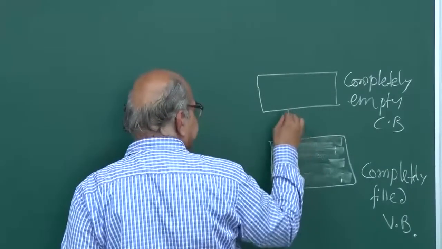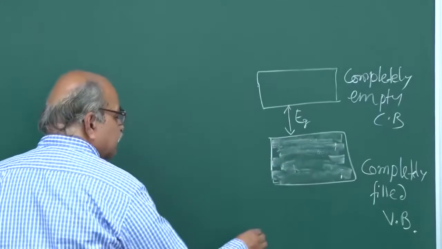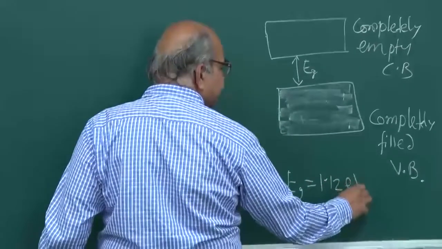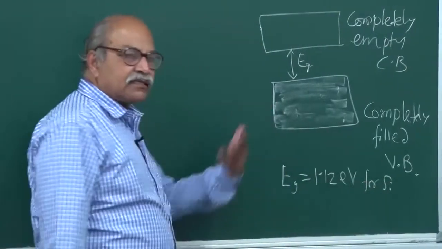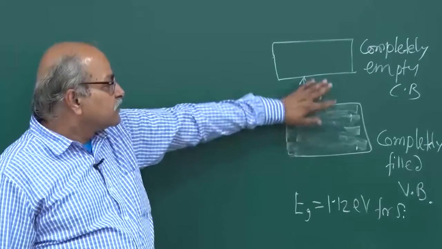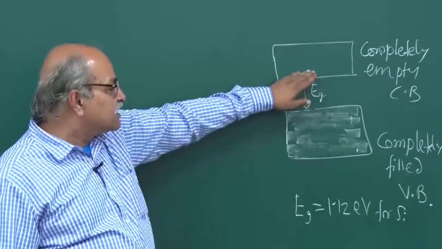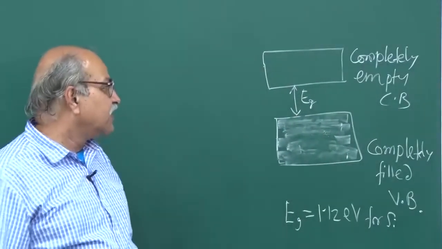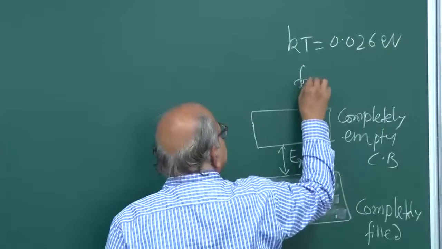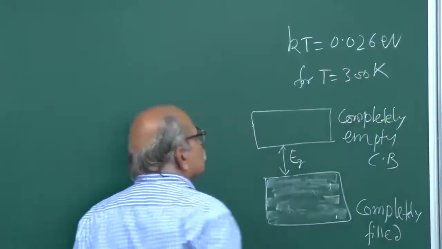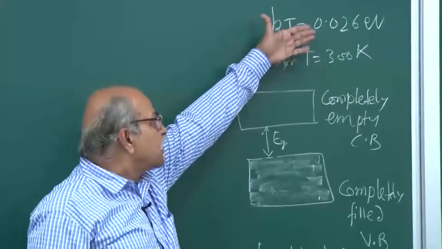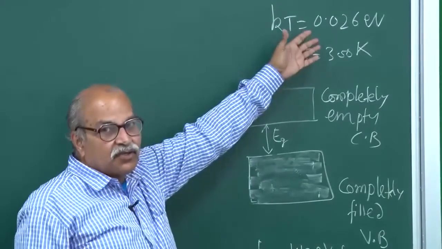With a gap Eg. For silicon, you have 4N states here, 4N states here, and Eg is 1.12 eV. For any other semiconductor also, this structure will remain the same. The valence band will be completely filled at low temperatures, the conduction band will be completely empty, and there will be a gap which is not much larger than the room temperature value of kT, which is 0.026 eV for T equal to 300 K. So, room temperature, because all our work is around that temperature only. Surely Eg is larger than this, but it's not 100 times or 200 times.